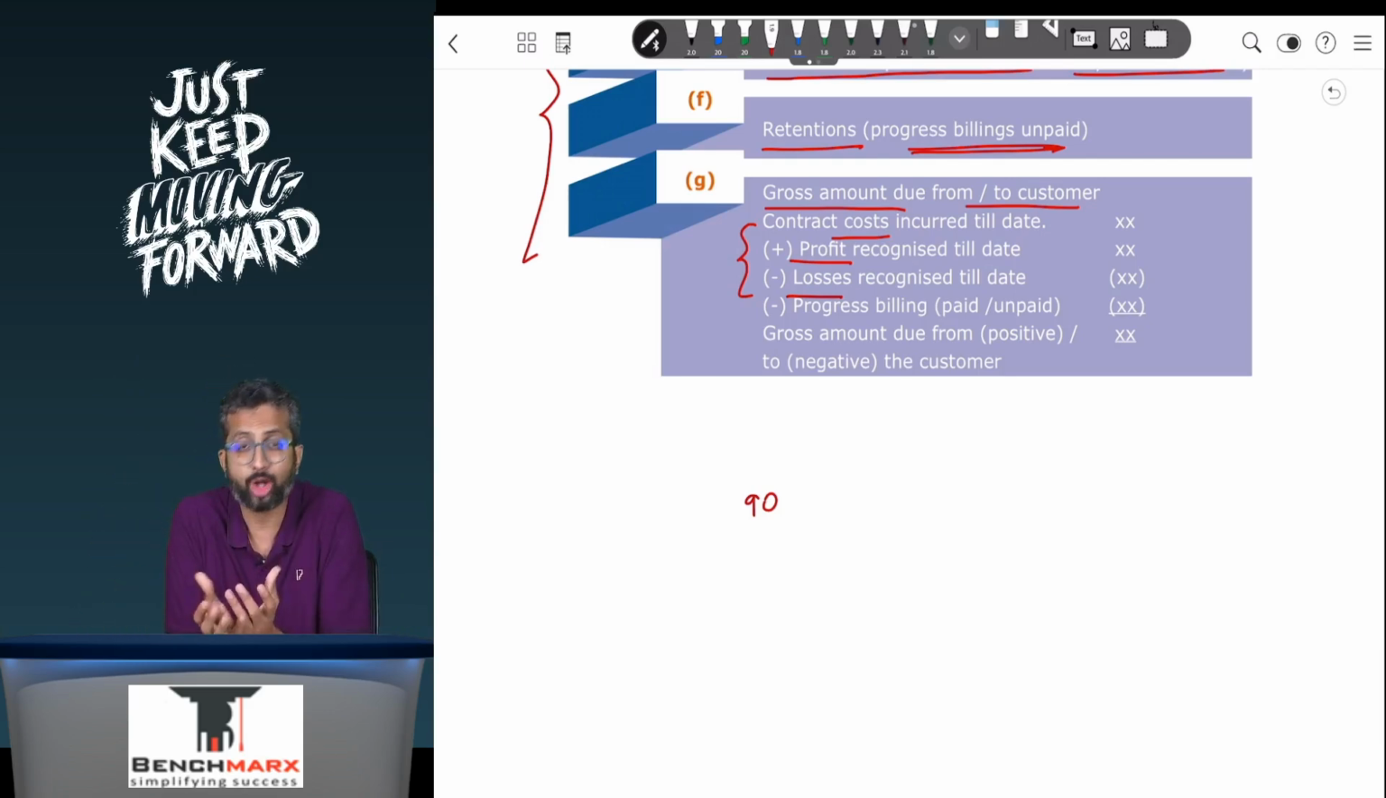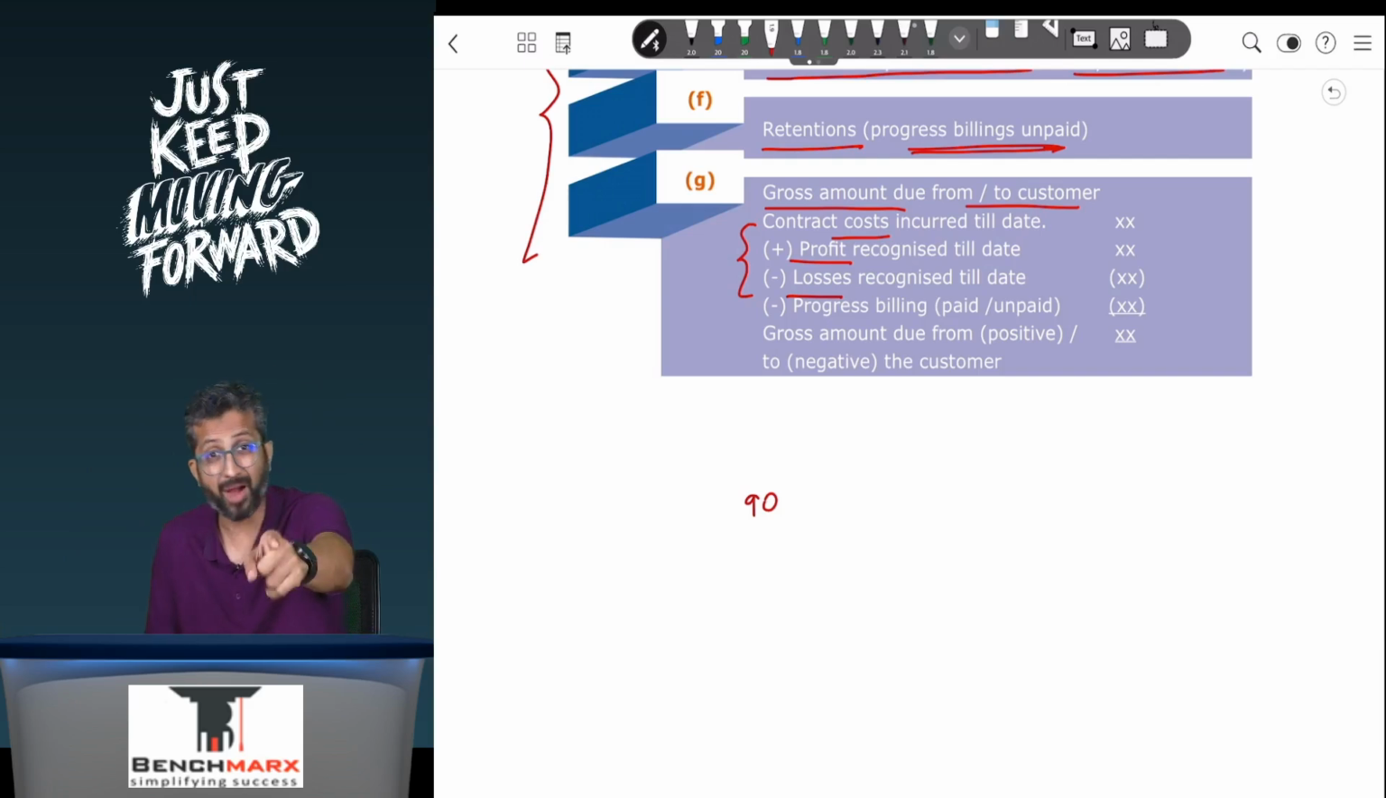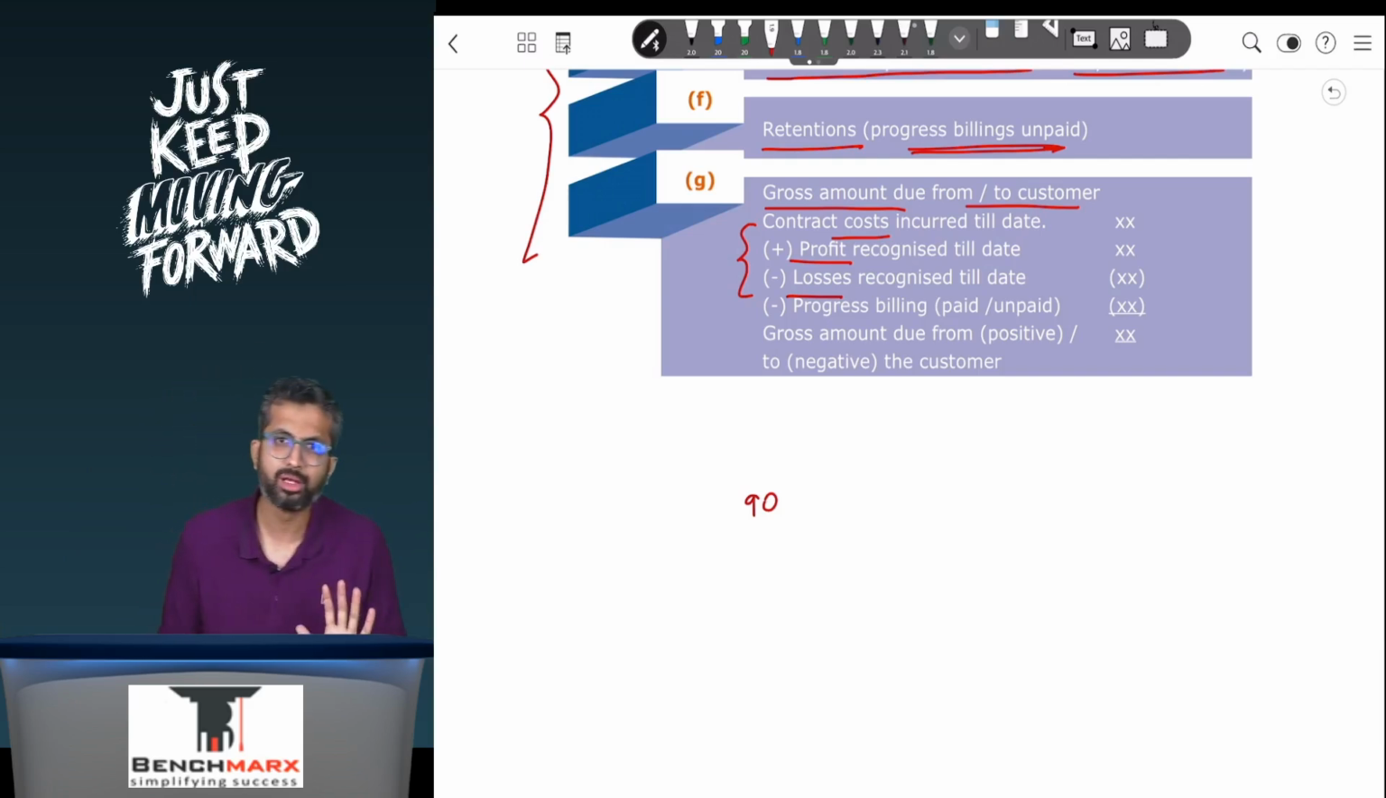Why? Because losses are not going to be recovered from the customer. If the cost is 2000 and revenue is 1500, 500 of cost you have to bear. So merely because you have incurred cost does not mean the customer is going to pay you for that. That is a loss that you have to bear.